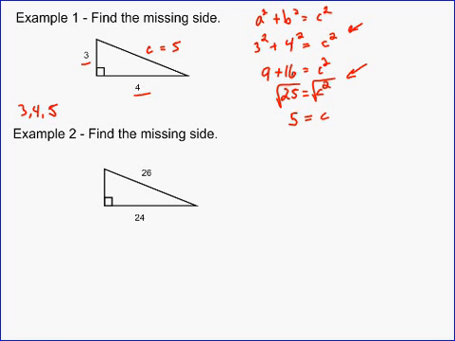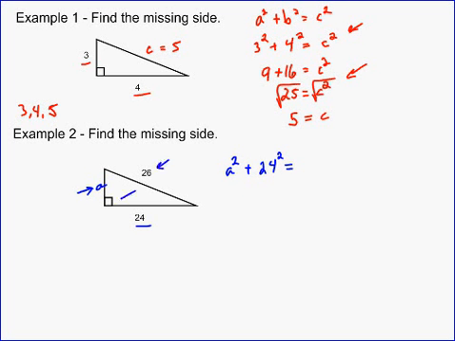For example 2, we're also asked to find the missing side. This problem is different from the last one because we know what one of the legs is, but we don't know what this leg is. So we're just going to call this leg a. We could call it b, we could call it x, whatever you wanted to call it. And so that means a squared is just a squared. The other leg squared is 24 squared. And then that's going to equal c squared, or the hypotenuse squared.